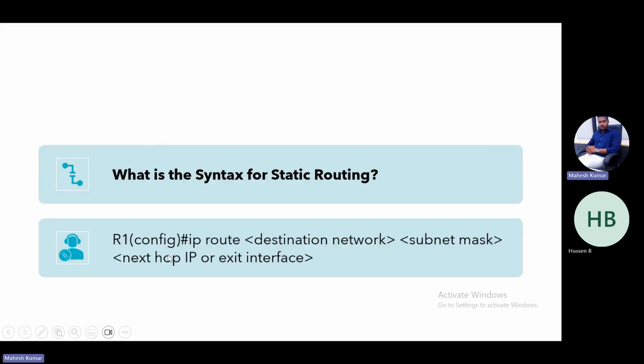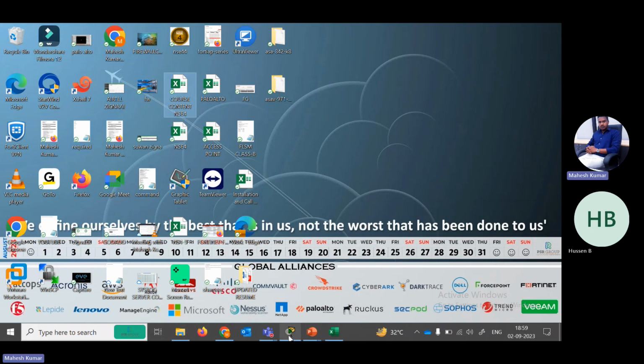There is a syntax, the command line. You need to go into global configuration mode. Simply: ip route, then the destination network where you want to go, the destination network subnet mask, and then the next hop or exit interface. What is that? I will explain it in this lab.